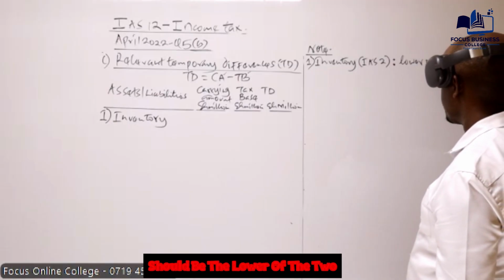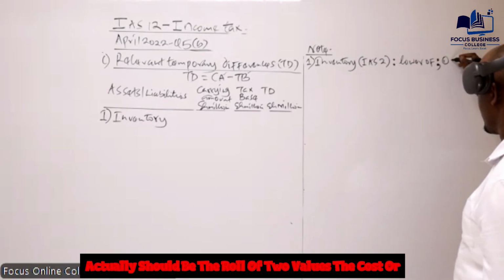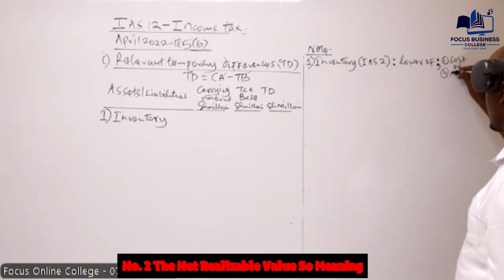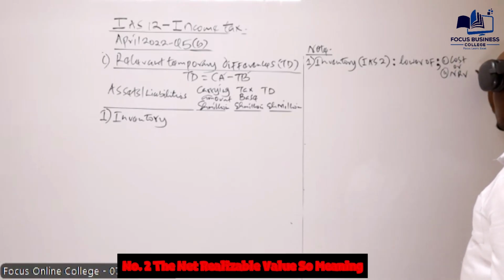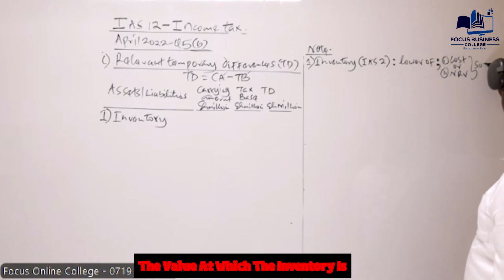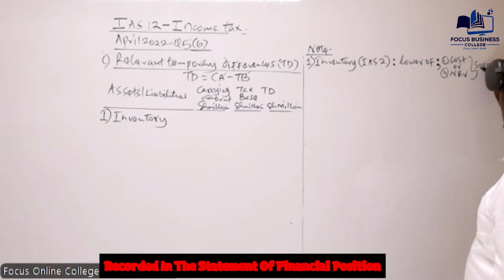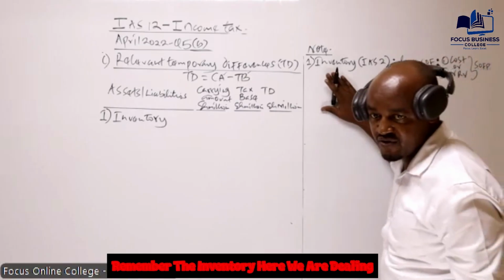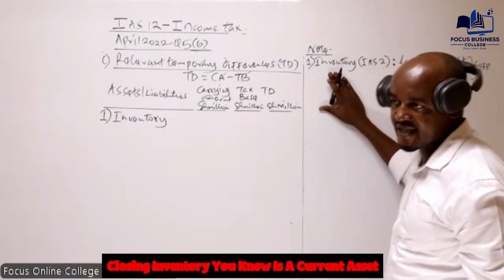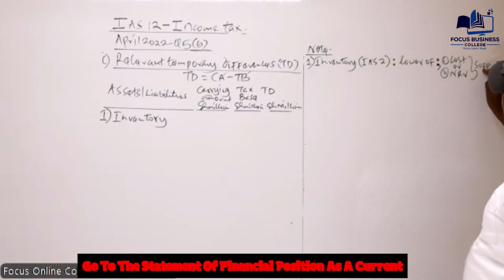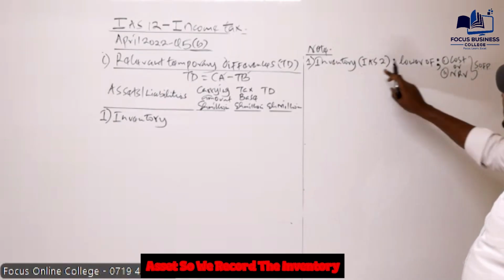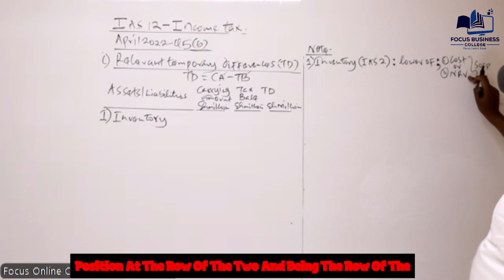Actually, this particular standard requires that the value for the inventory should be the lower of two values: the cost, or number 2, the net realizable value. So meaning that this being the value for the inventory, this is the value at which the inventory is recorded in the statement of financial position. Remember, the inventory here we are referring to is the closing inventory. Closing inventory is a current asset. Being a current asset, it goes to the statement of financial position as a current asset. So we record the inventory in the statement of financial position at the lower of the 2.